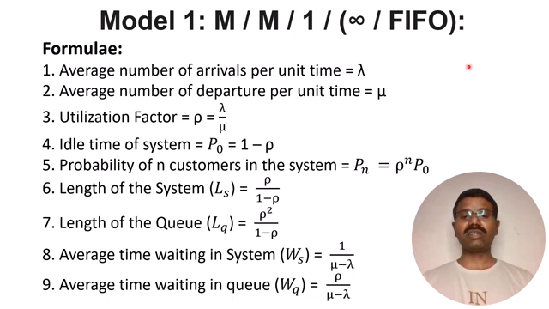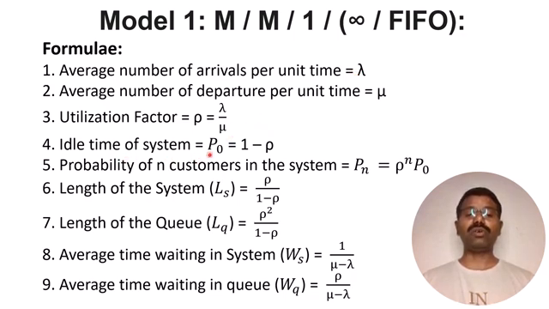And let us first discuss the first model, model 1, M/M/1 with infinite. So it means many people are arriving and many people are getting the service, and there is only one server, and the calling population is infinite. So these are the formulas used in this model 1. The average number of arrivals per unit time is lambda, and the average number of departures per unit time is mu, and the utilization factor rho is equal to lambda by mu.